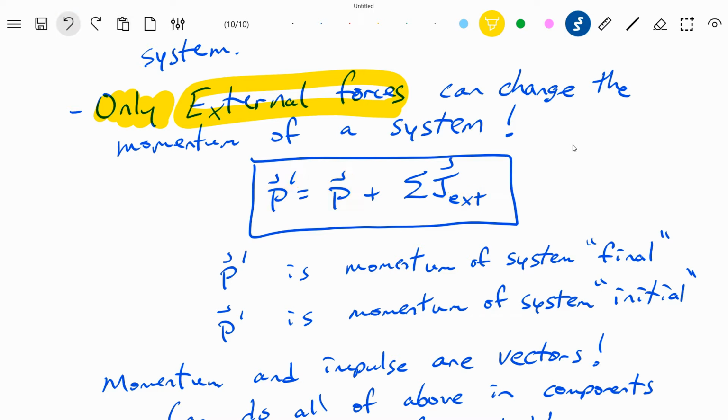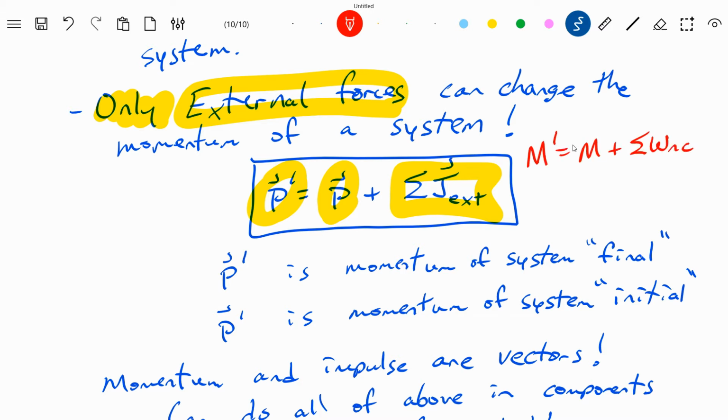So what this says is that the momentum that you end up with, in fact, let me just re-highlight this so I can speak it. The total momentum of your system after something has happened is equal to the total momentum of your system before whatever has happened, plus allowing for the possibility that there was a transfer of momentum into your system. How do you transfer momentum into your system? Through an external impulse. Now, in case you haven't realized it, this is perfectly analogous to my equation E prime equals E plus the net work done by non-conservative forces.